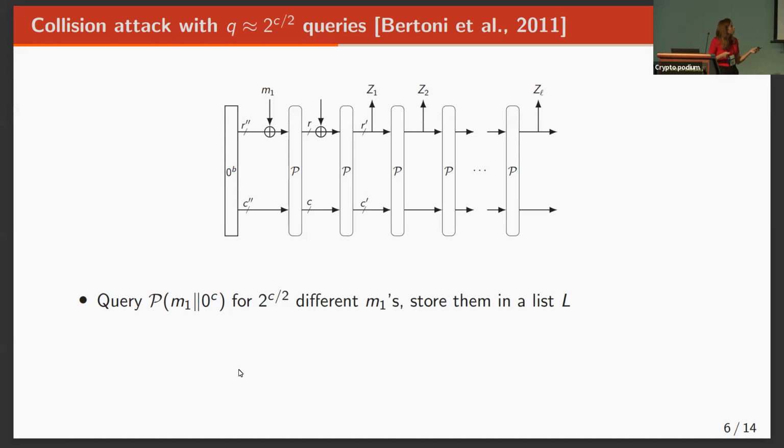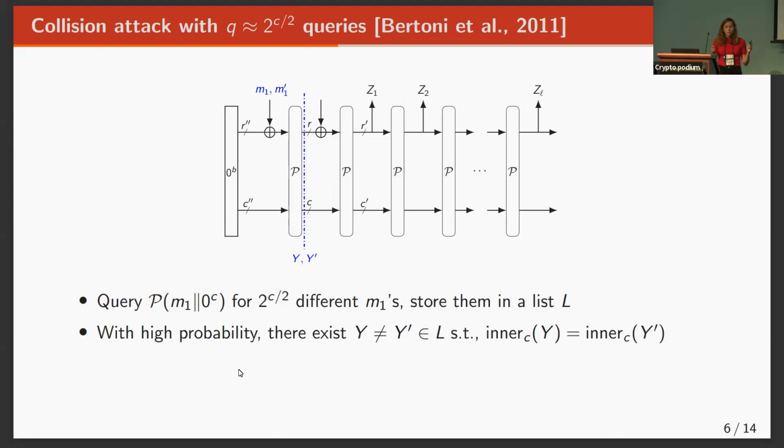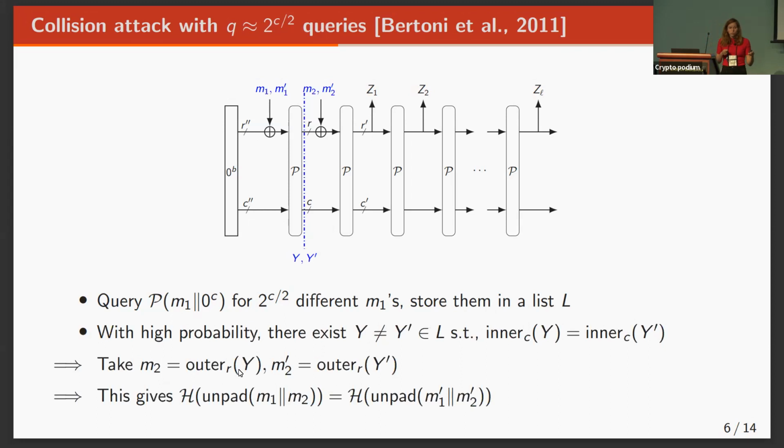Now, with high probability, there exist two different elements in this list that display a collision on the inner part. Now we can transform this partial collision into a full state collision by compensating the difference in the outer part using the second absorb call. So now we have two different sequences of message blocks that go to the same state. So in particular, it gives a collision in the hash digest. And this attack is expected to cost around 2 to the C/2 queries.